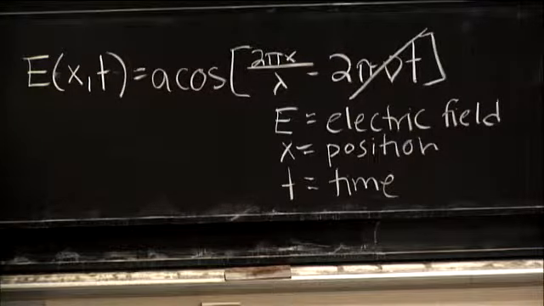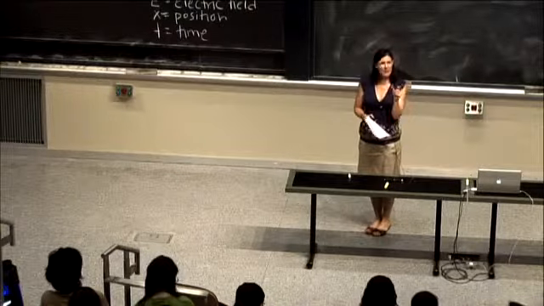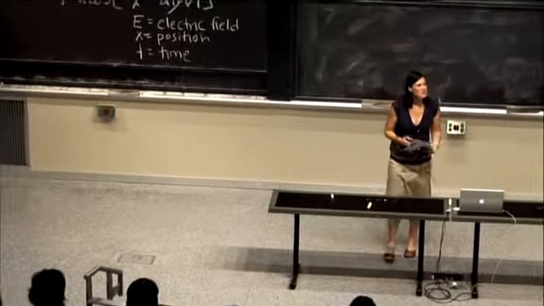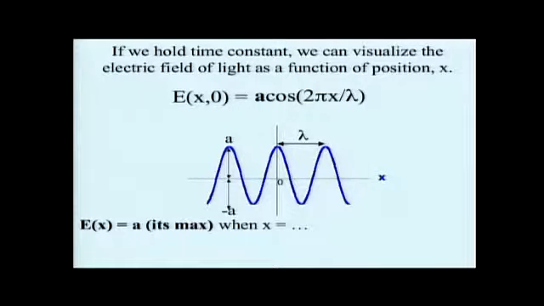So what we're left with is just that the electric field as a function of distance is A times cosine of the argument there, which is now just 2 pi x over wavelength. So what we want to be able to do, either when we're looking at the graph or looking at the equation up there, is to think about different properties of the wave. For example, to think about at what point do we have the wave where it's at its maximum amplitude.